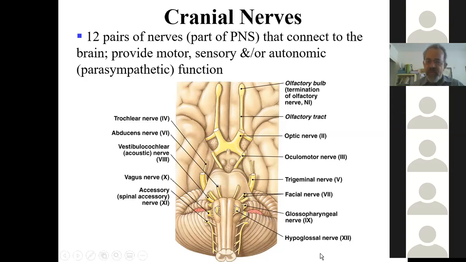All right. Finally, we have the hypoglossal nerve. By the name, glosso refers to tongue. Whereas the glossopharyngeal controls the anterior portion of the tongue, hypoglossal actually controls the posterior part of the tongue. So it's interesting, two separate innervations.